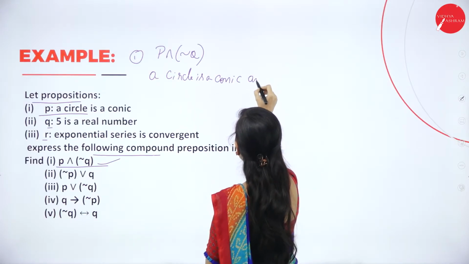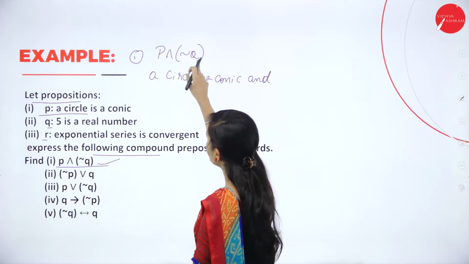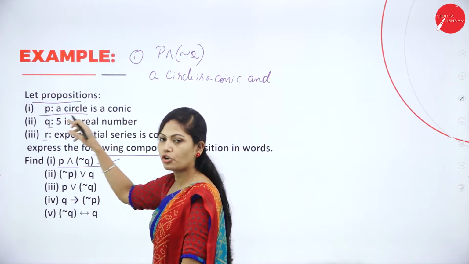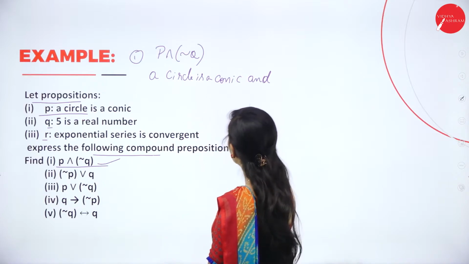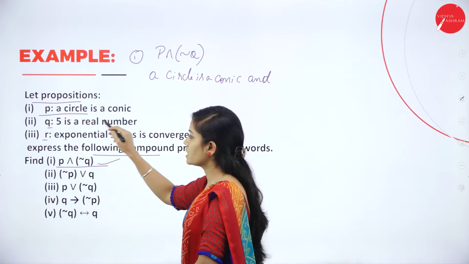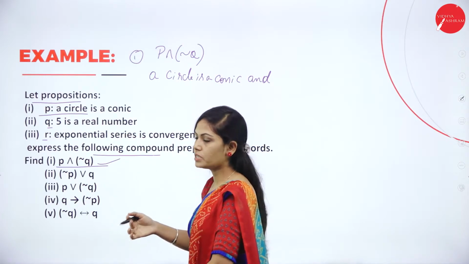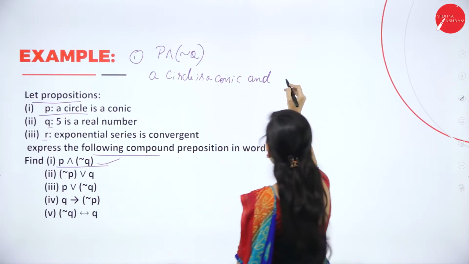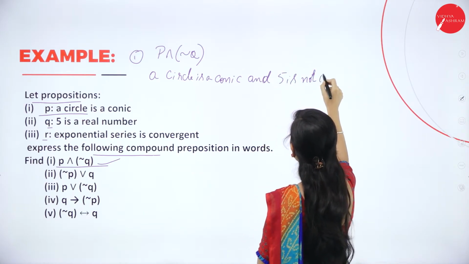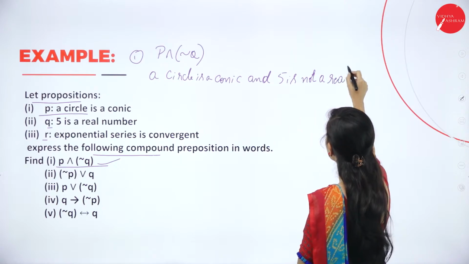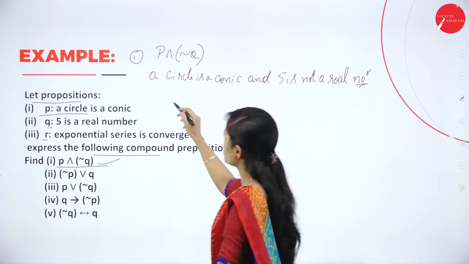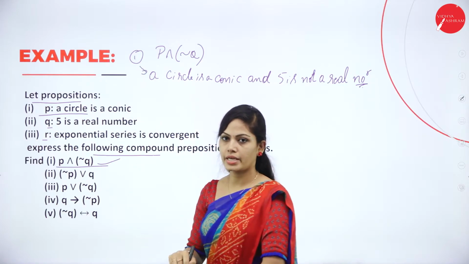So I will write AND, then negation Q. What does negation mean? It is the opposite of the statement Q. Q means phi is a real number, so what is the negation of this? Phi is not a real number. So this is your first question's answer.